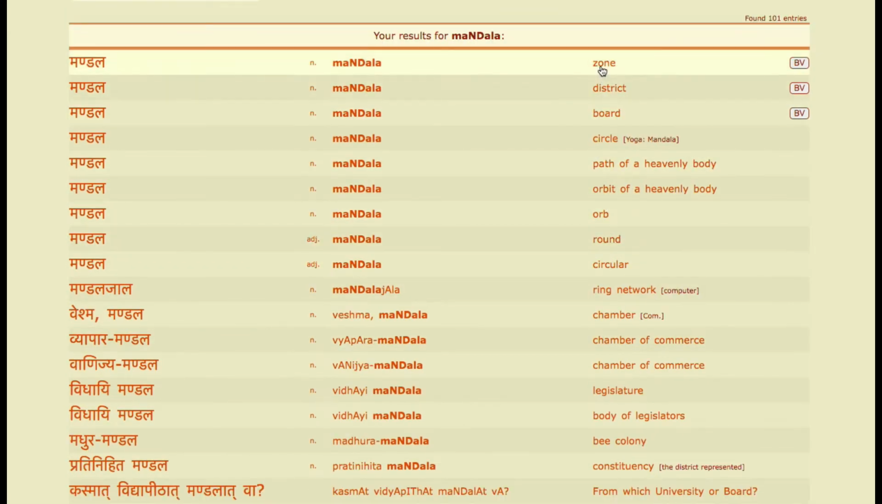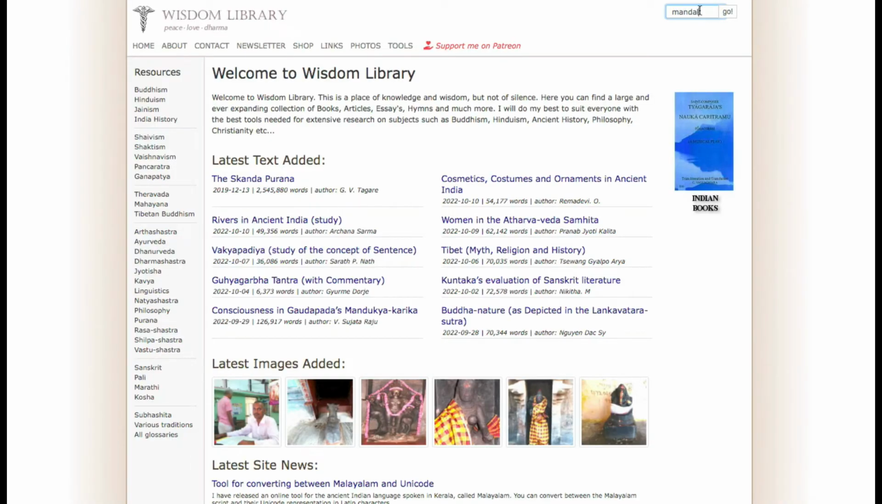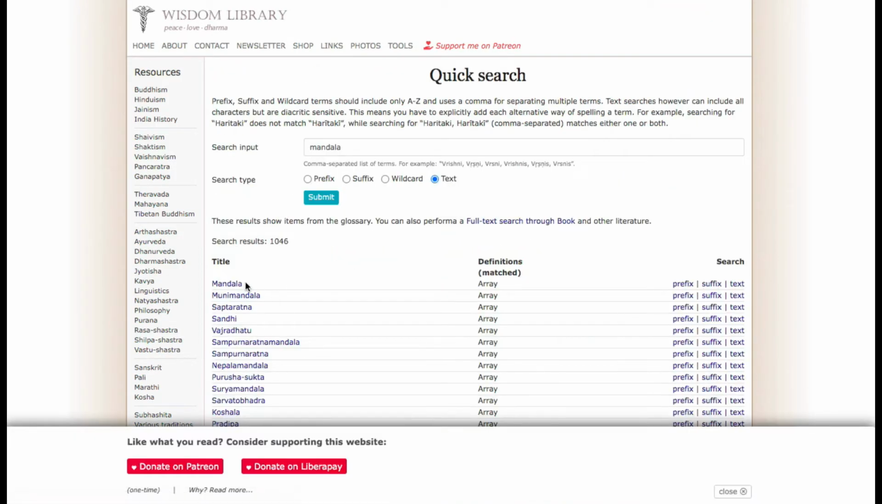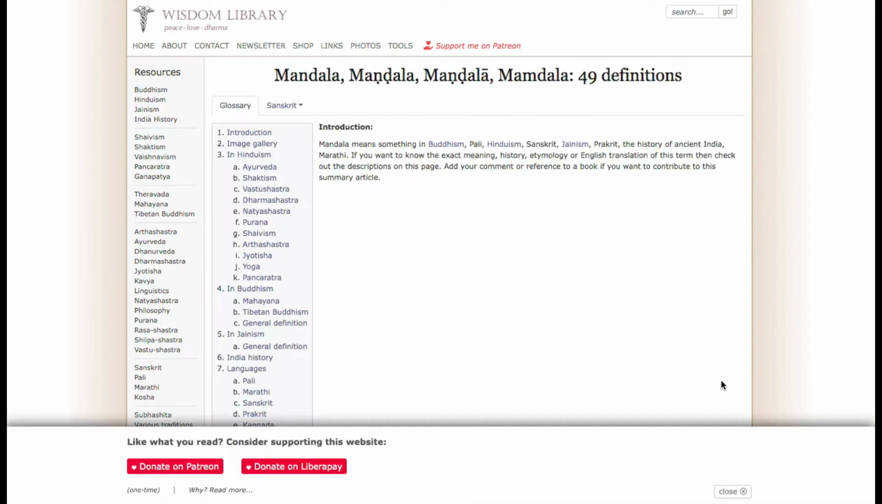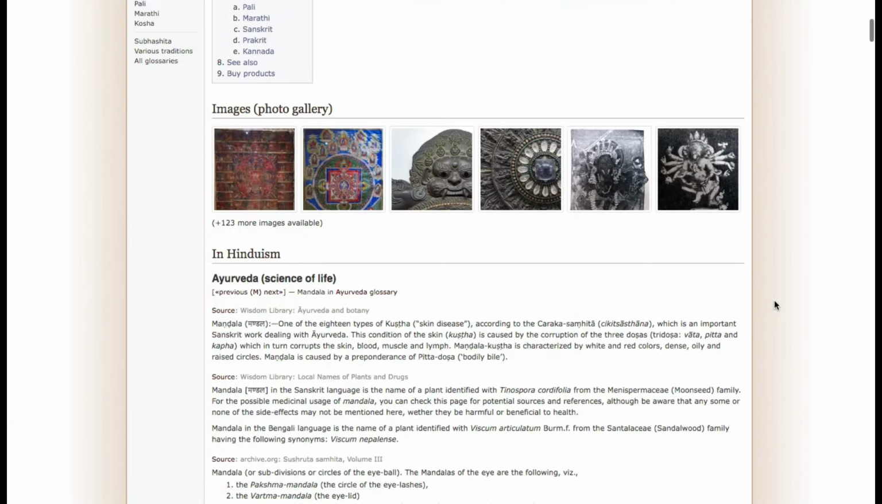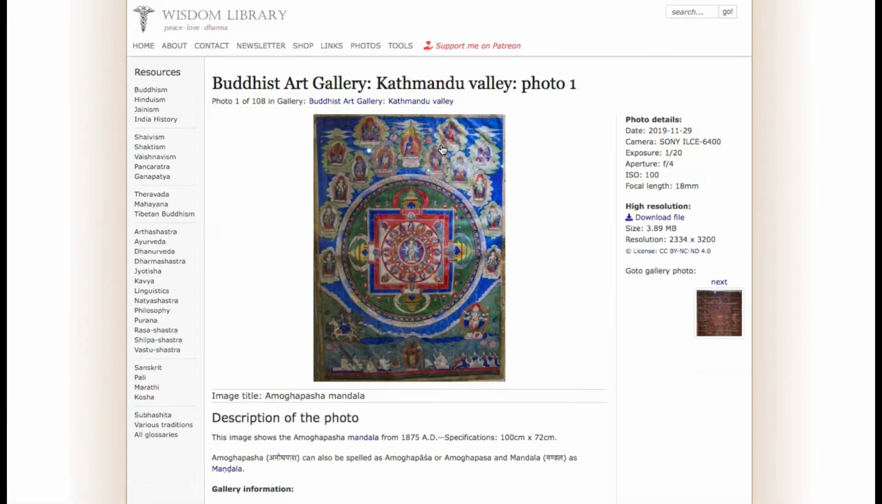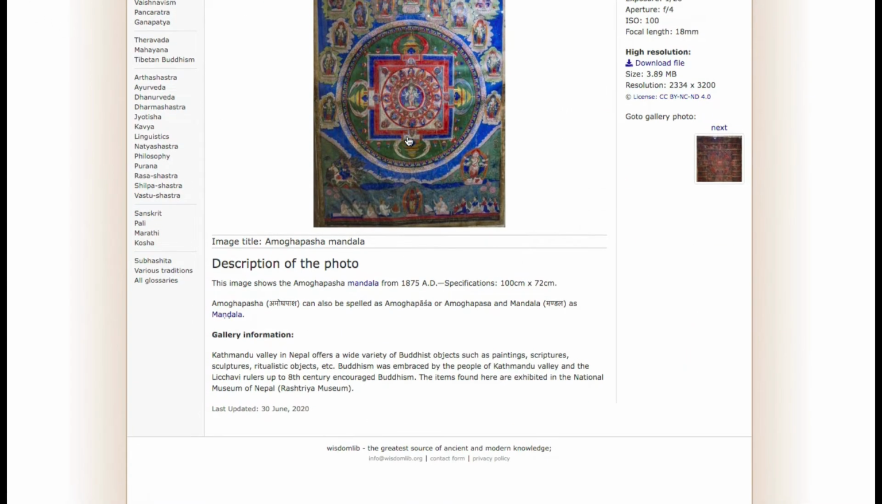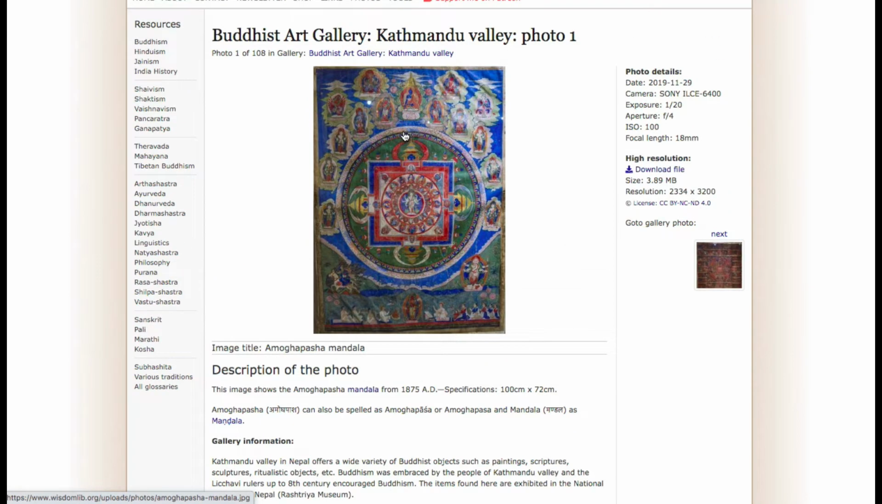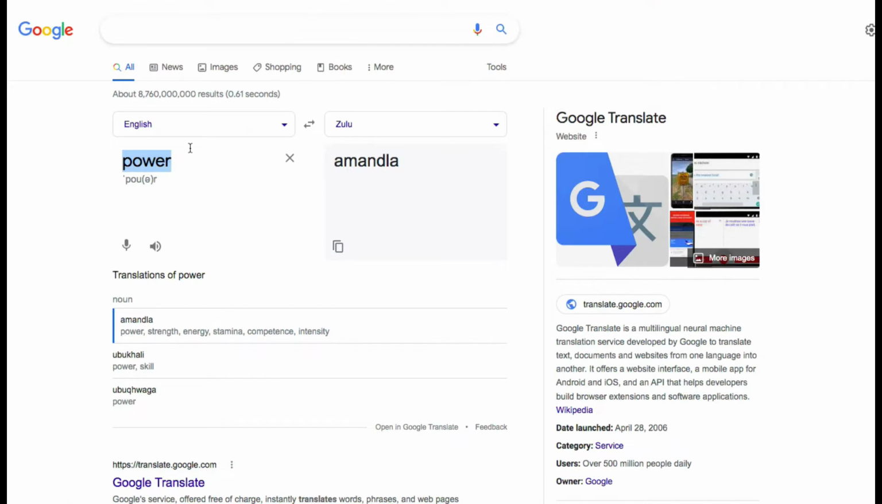a magical, here they have some definitions, but a mandala is actually a magical picture or painting or geometry. It's a magical geometry. Like these. That's what a mandala is. It is said to be magical and to give you certain protections or spiritual or supernatural magical powers. Like in Zulu. So, guess what? African Zulu also comes from Sanskrit.